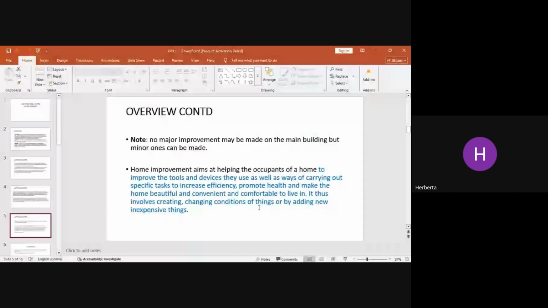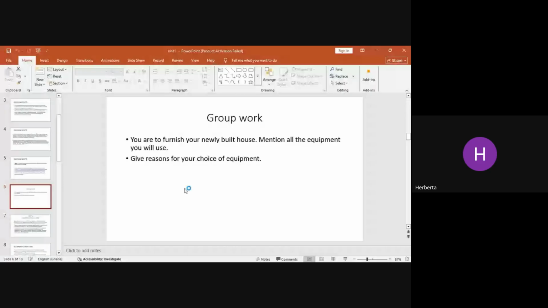So what does it aim at? To improve the tools and devices that people use in the home to carry out tasks, so that it will be efficient, it will promote health, and make the home beautiful, convenient and comfortable to live in. That is all about the course and its content. Now I have work for you.